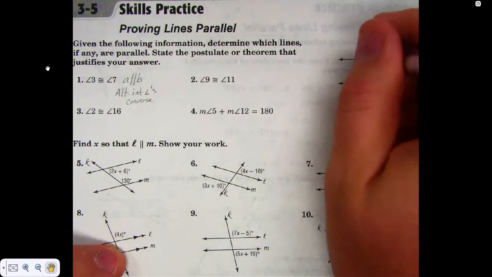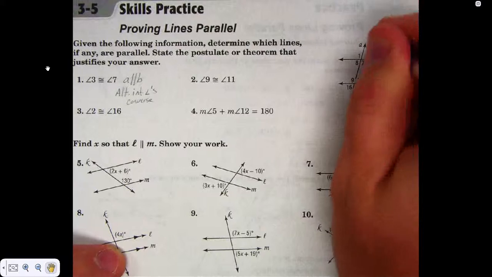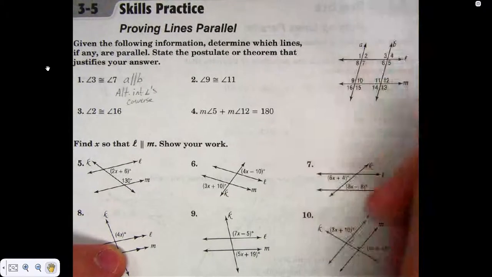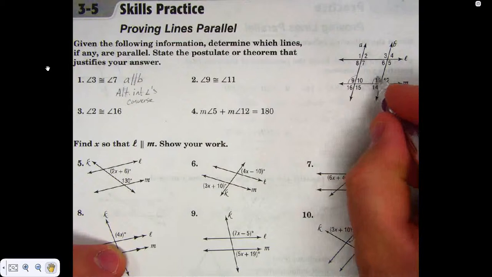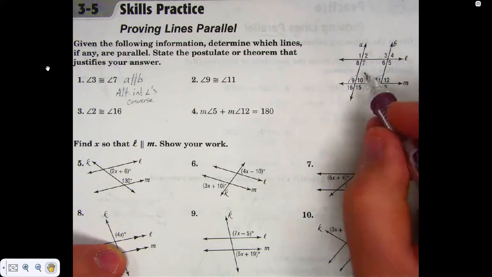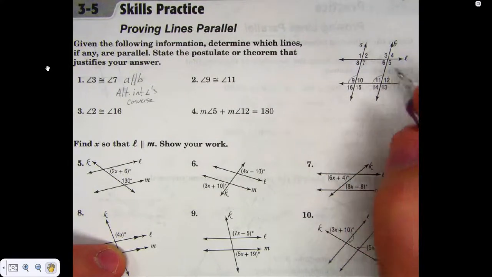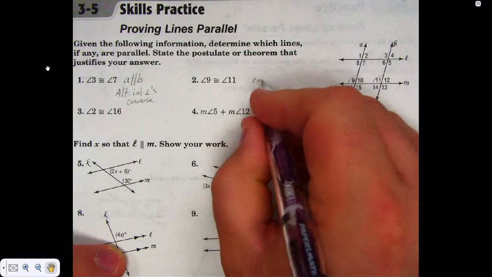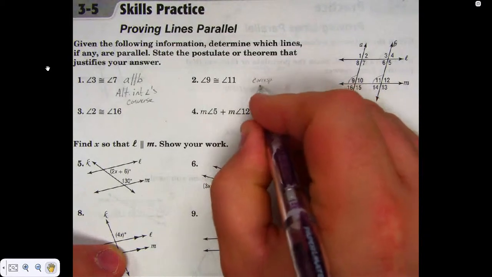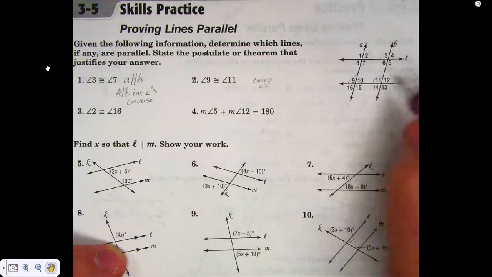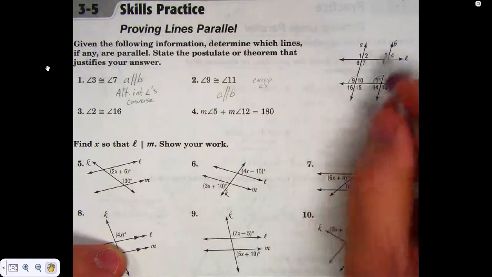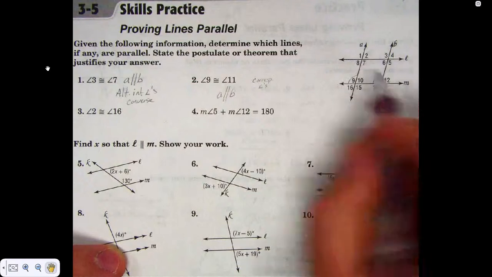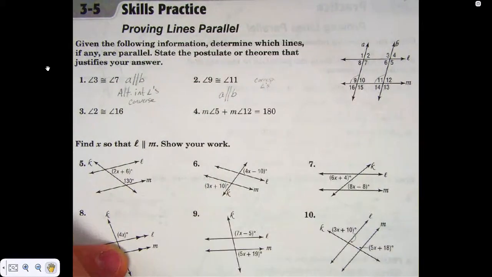Okay, next one. Nine congruent to 11. How do they relate to each other? Well, which two lines does that prove are parallel? Yeah, it's still M's the transversal and A and B are the two lines being intersected, right? So it proves that A is parallel to B.